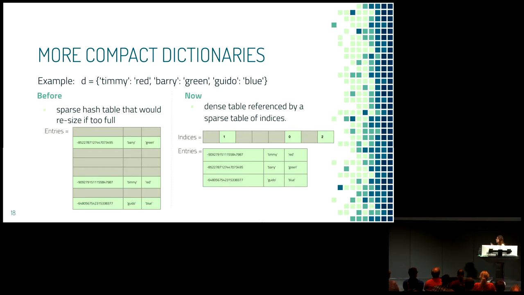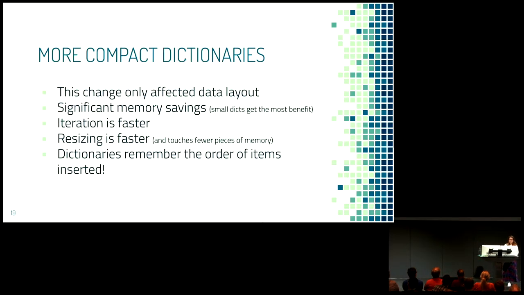And now we have the one on the right. So basically, we keep a dense table with all the entries, and then we keep just an array of the indices to see which ones we have been adding. This only affected data layout. It didn't affect the hashing. It didn't affect the algorithms in place. So it was a very good change.